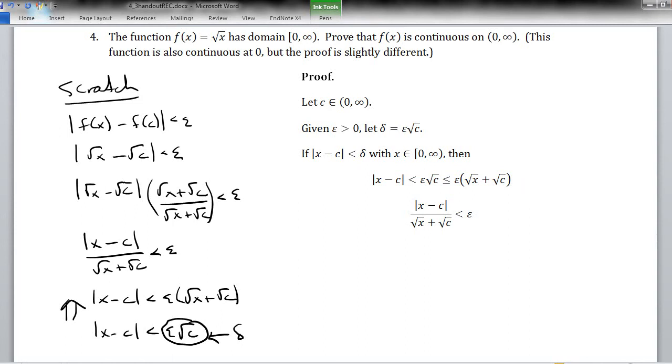And now we're just following our scratch work backwards. And separating that out, we get that absolute value of root x minus root c times root x plus root c over the same thing must be less than epsilon. And therefore, since that fraction is 1, we get what we want, namely that the distance between root x and root c is less than epsilon, which completes the proof.